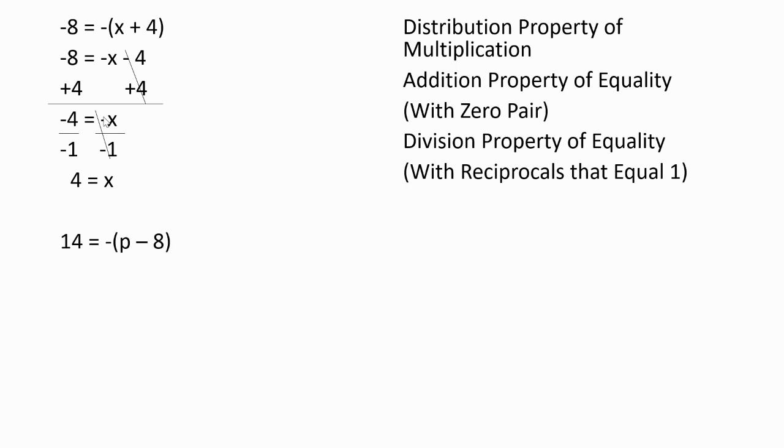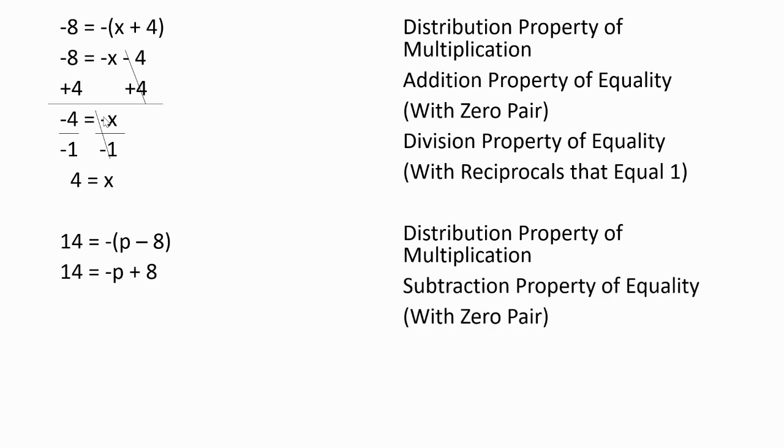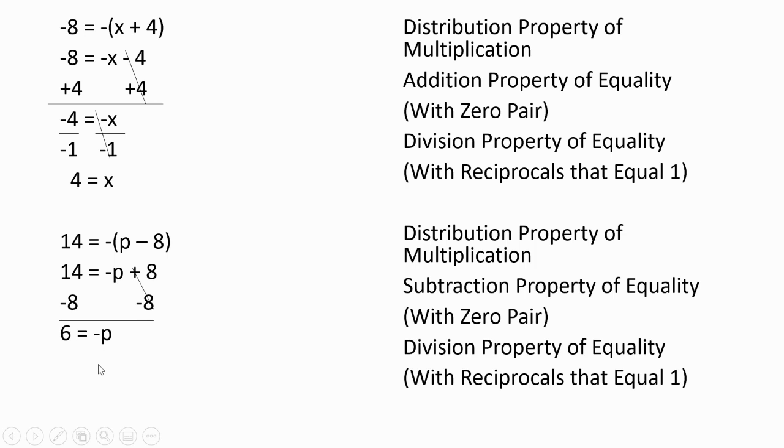All right, so same type of question. First thing I'll do is distribute. Then I'll use subtraction to both sides. So subtract an 8 to both sides of the equation. And then I have that negative in front of p, so it's negative 1p. There is a single p, negative 1p. Division property, divide both sides by negative 1. And I'm only reducing the negative 1, not the actual p. And p equals negative 6.